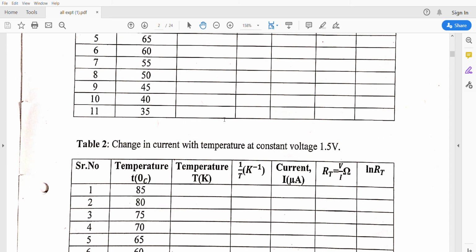How many types of semiconductors are there? So we know that two types of semiconductors are there, intrinsic and extrinsic. Intrinsic is nothing but pure semiconductors without doping. Extrinsic is impure semiconductors.